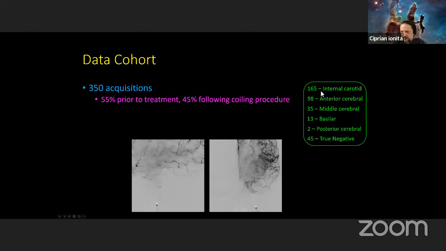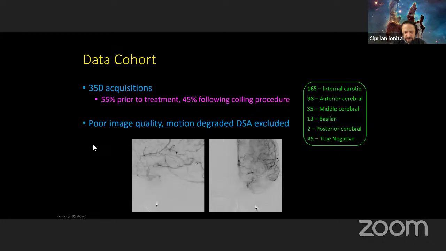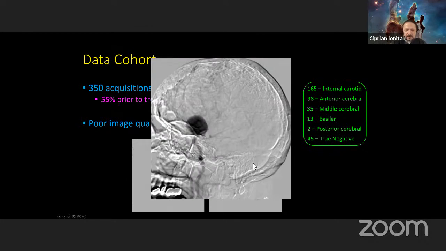And these are the distributions. We went mostly in the internal carotid, and we're very limited in our studies on the basilar and posterior cerebral circulations. We also use 45 true negatives. Poor image quality is a big problem. Things like this immediately throw the AI off. Even an aneurysm like this, if you're not careful, the AI might be thrown off.